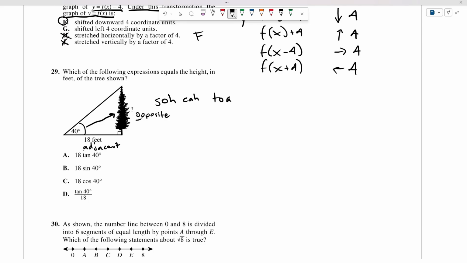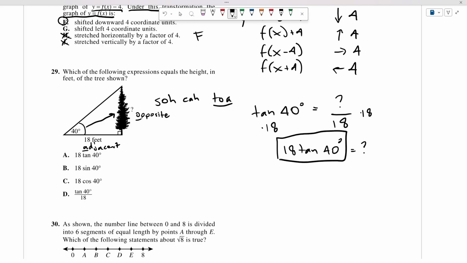So I see an O and an A, right? It corresponds to the TOA. And TOA just means that the tangent of your angle, so tangent of 40 degrees, is equal to O over A, opposite over adjacent. So that's going to be question mark over 18. If you solve for question mark, you can multiply both sides by 18. You get 18 times tangent of 40 degrees equals question mark. And that's going to be your missing side. So here, there's no actual math. It's just knowing how to use the trigonometry.